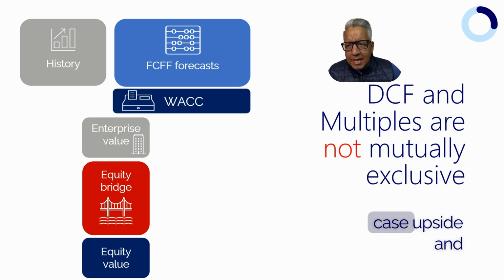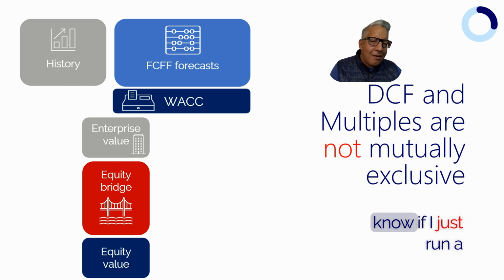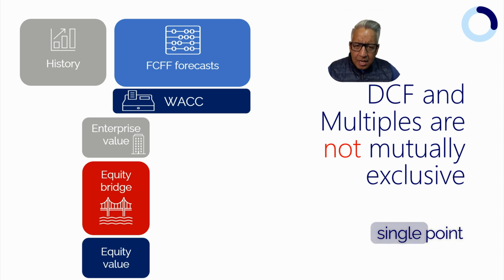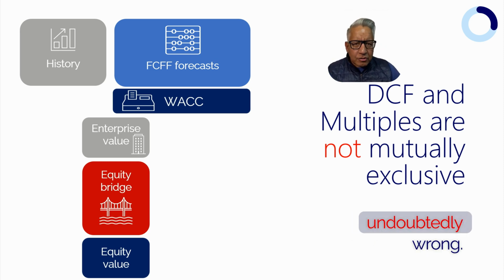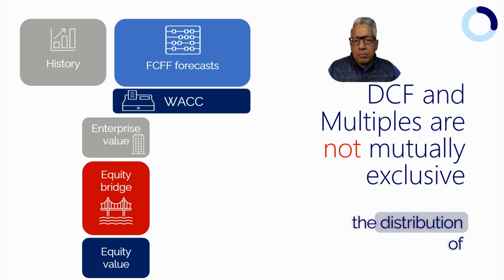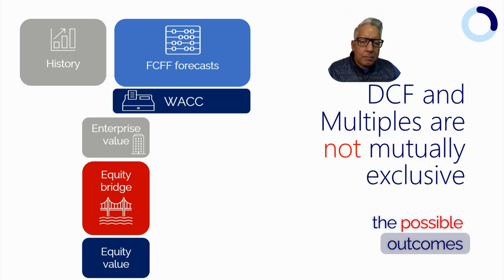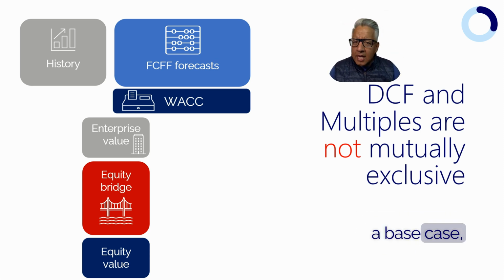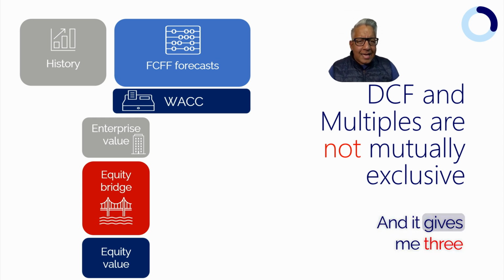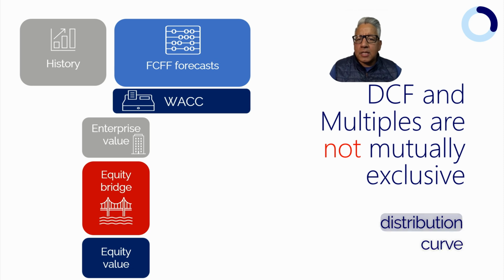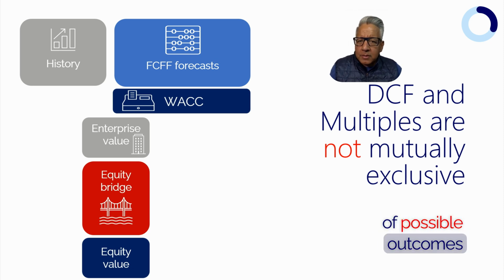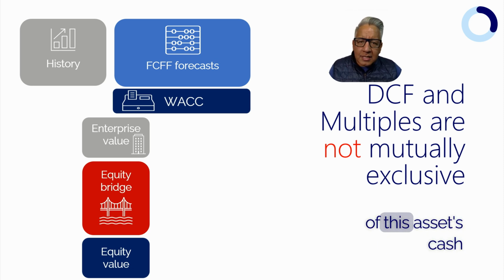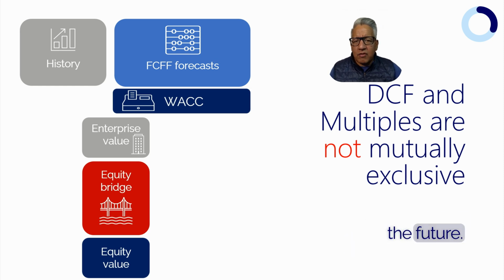I'm going to run scenarios. I'm going to run base case, upside and downside, because I know if I just run a single scenario, those are a bunch of single point estimates that are undoubtedly wrong. I want to get an idea of what the distribution of the possible outcomes could be. A very simple way of doing that is saying, right, I'm going to run a base case, an upside and a downside, and it gives me 3 points on the probability distribution curve of possible outcomes that could come out of this asset's cash flow generation into the future.